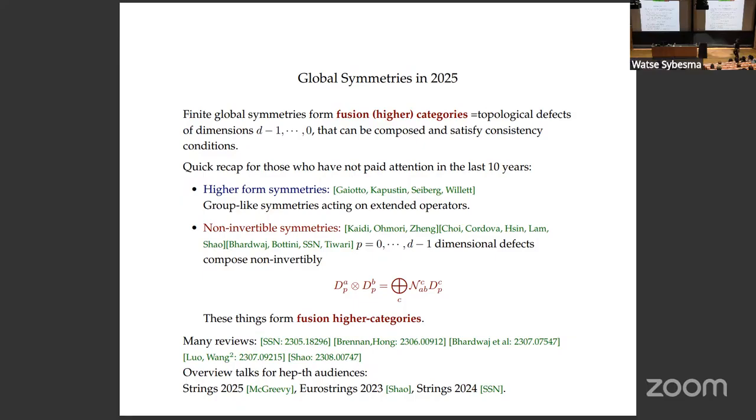So what is a global symmetry in 2025? Well, if you ask the generic person in this field, they will give the answer: it's a fusion higher category. But this is literally just a statement. Take your favorite quantum field theory or quantum system and look at all the topological operators of any dimension. They can compose in a particular way. And that's the thing that will form this kind of gadget.